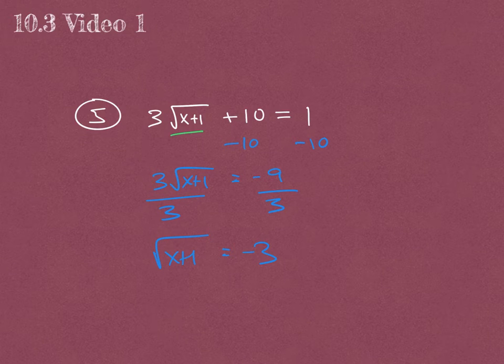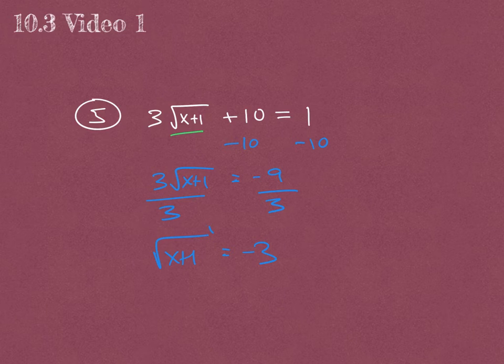Now, if you're paying attention, you can stop right here and say no solution. Because there's no number where you square root it and you get a negative answer. It doesn't exist. So right here, we could say no solution. But I want to show you what happens if you kept going.